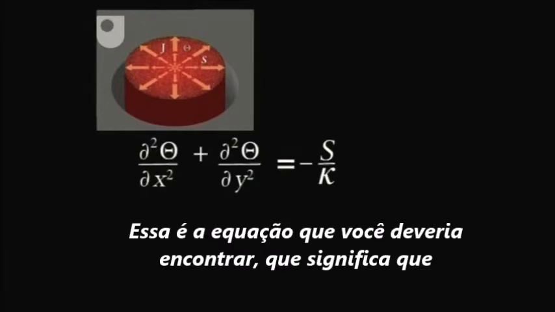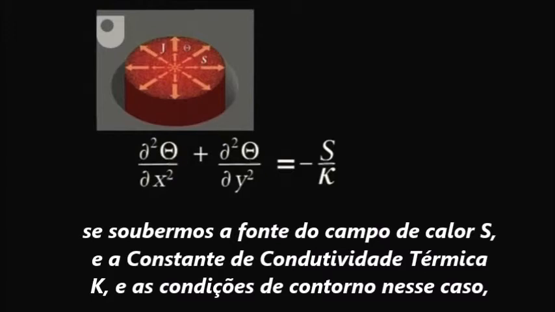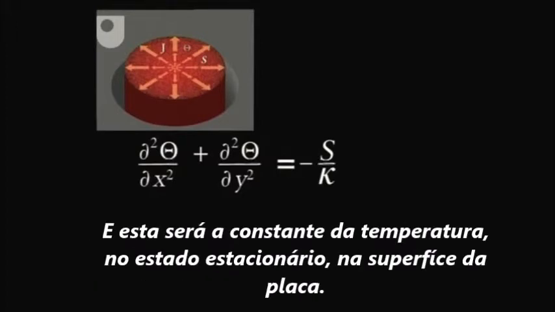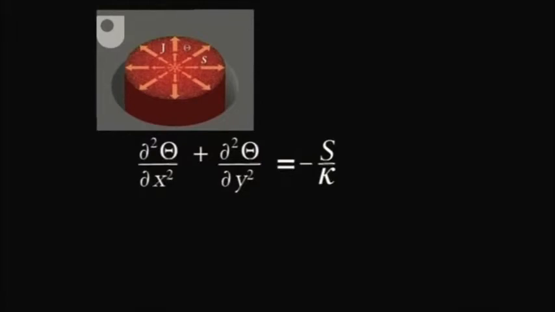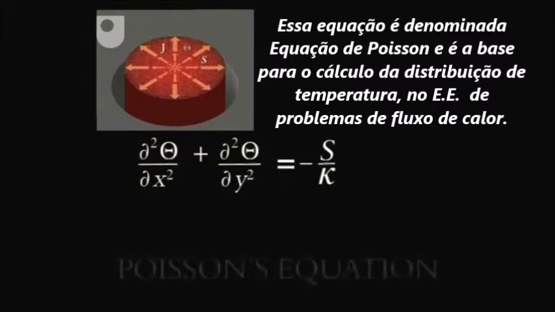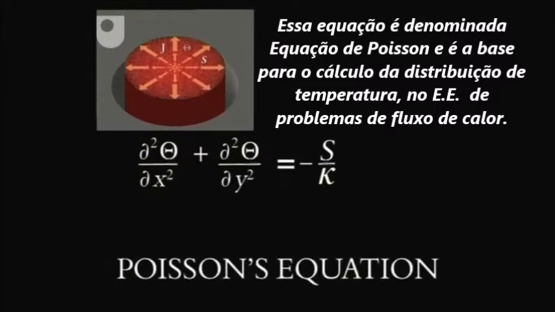This is the equation you should have got. It means that if we know the heat source field S, the thermal conductivity kappa, and the boundary conditions, in this case, that's the constant steady-state temperature on the surface of the rod, we can solve this equation for the temperature field theta. This equation is called Poisson's equation, and it's the basis of calculations of temperature distributions in steady-state heat flow problems.